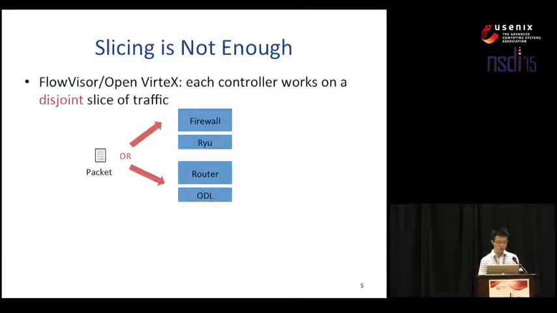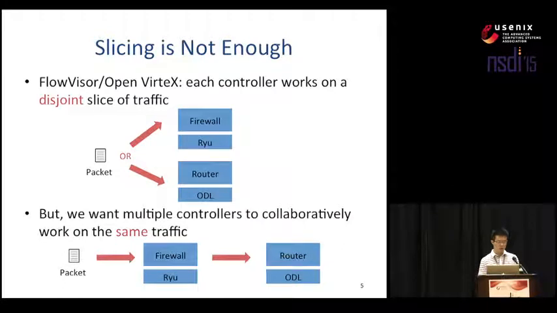But in our scenario, we want multiple controllers to collaboratively work on the same traffic. For example, we would like the traffic to be first filtered by the firewall, then be routed by the router. So slicing cannot fulfill our need.